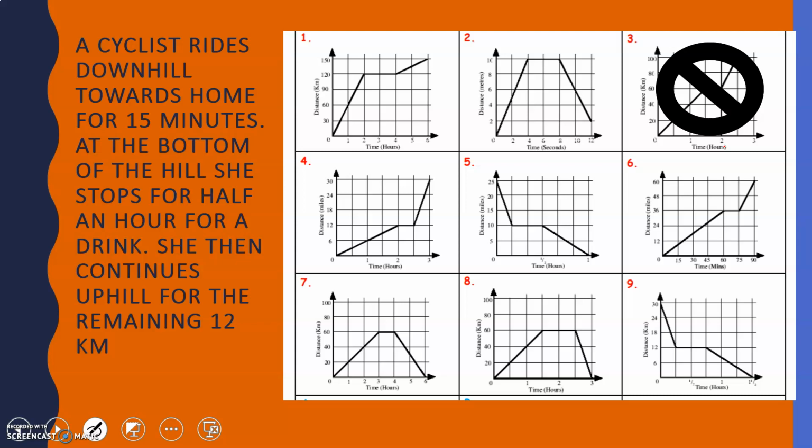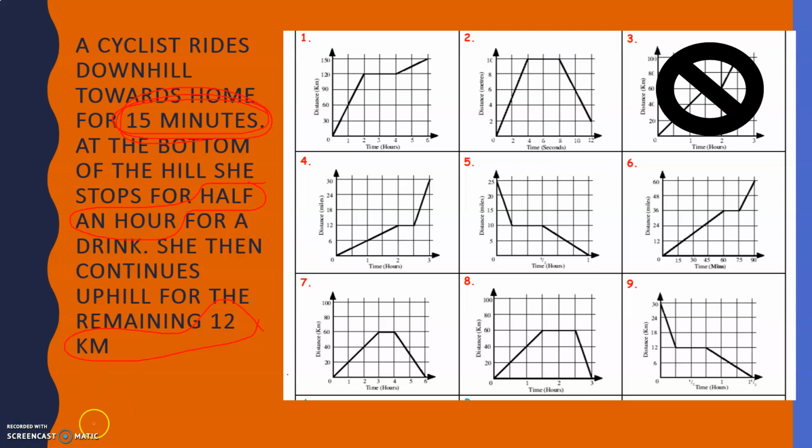All right, a cyclist rides downhill towards home for 15 minutes. So we know that the first set of motion is for 15 minutes towards home. At the bottom of the hill, she stops for half an hour. So she stops for half an hour next for a drink. Then she continues uphill for the remaining 12 kilometers. All right, so go ahead and pause the video, try to process which graph you think best matches. Okay, so let's start looking at our graphs.